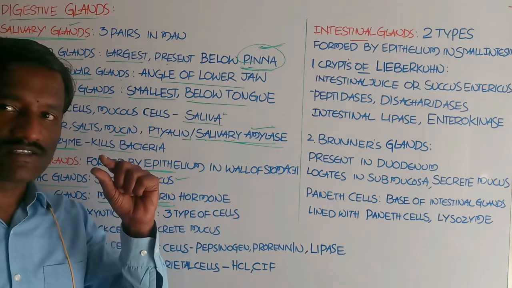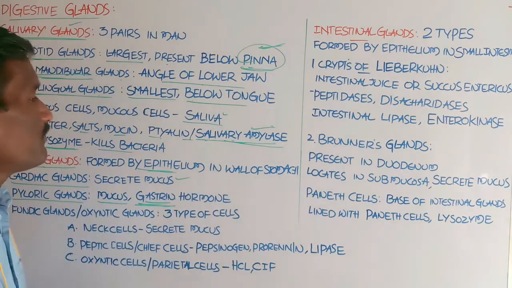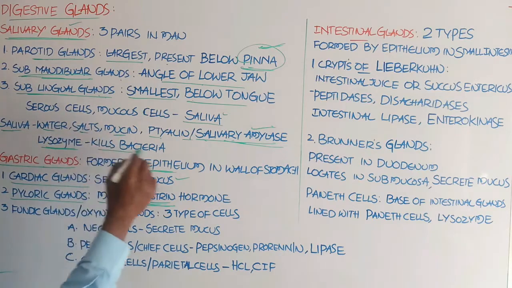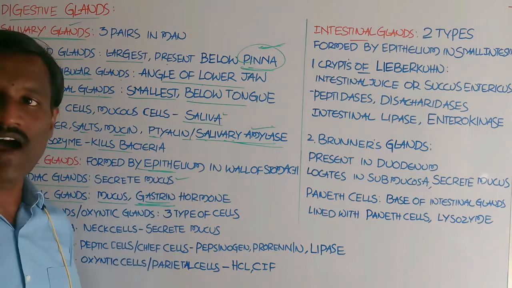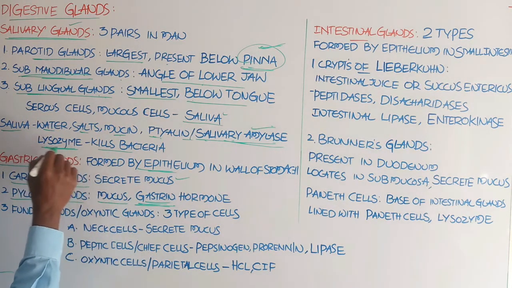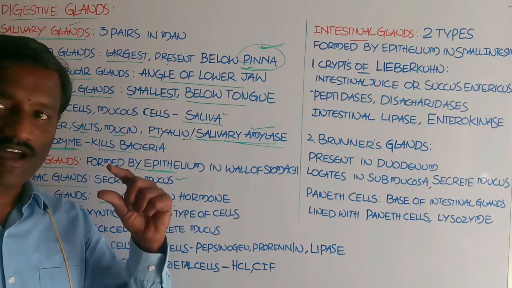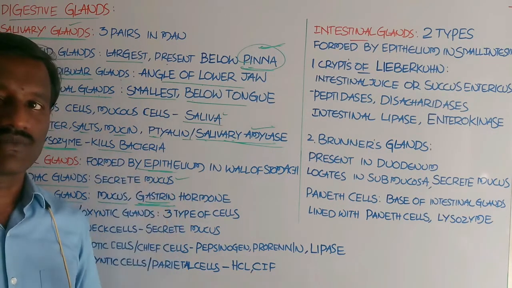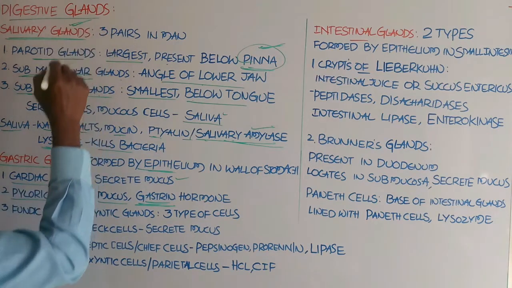Salivary glands consist of serous cells and mucous cells, which secrete saliva. And saliva consists of water, salts, mucin, ptyalin (salivary amylase or alpha amylase enzyme), and also a small quantity of lysozyme enzyme, which kills the microorganisms present in the food in the oral cavity. This is about the salivary glands.